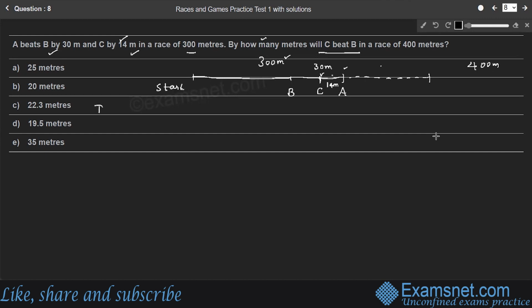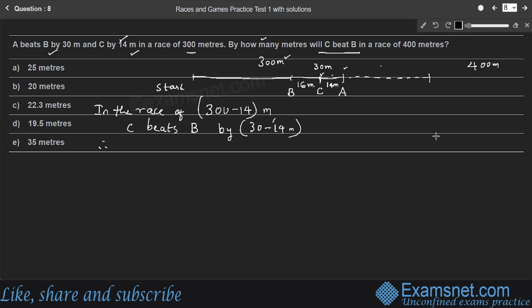Therefore, in the race of 300 minus 14 meters, in this track, C beats B. C beats B by how many meters? Here the BA distance is 30 meters, so C beats B by 30 minus 14 meters. So this distance is 16 meters.